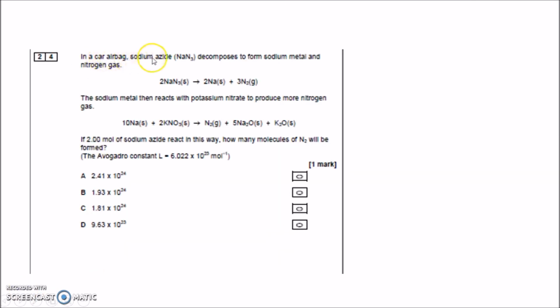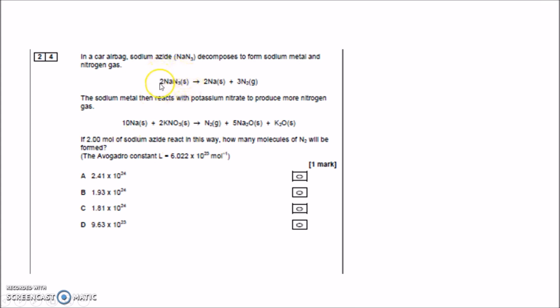Question 24. In a car airbag, sodium azide, NaN3, which is this, decomposes to form sodium metal, which is this, Na, and nitrogen gas, which is this. So 2 moles of sodium azide make 2 moles of sodium and 3 moles of nitrogen. The solid sodium metal then reacts with potassium nitrate. So 10 moles of sodium reacts with potassium nitrate to make 1 mole of nitrogen and some other products as well. If 2 moles of sodium azide react in this way, how many moles of nitrogen will be formed?